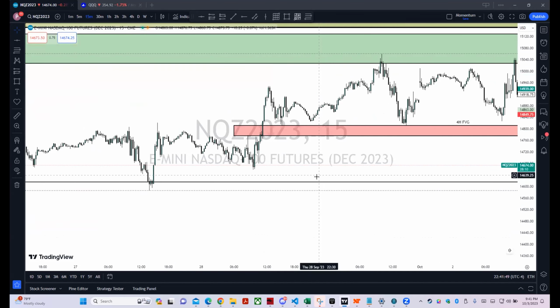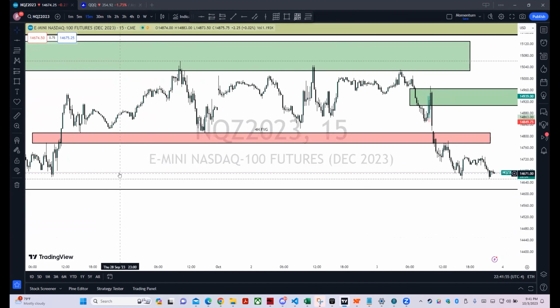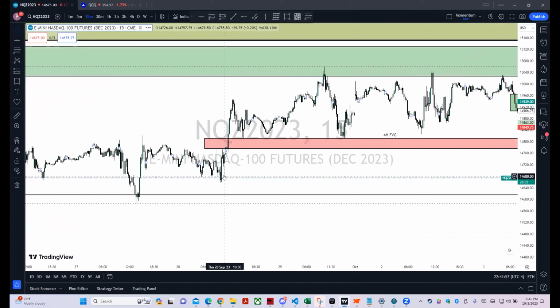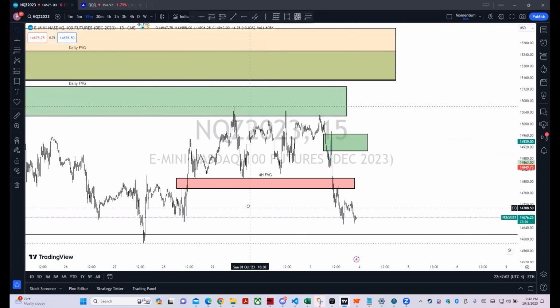Because it is important, even on a 15-minute chart, right? We took out the lows here, grabbed the buy side liquidity. We're not quite ready to head all the way down just yet, but this appears to be our base.